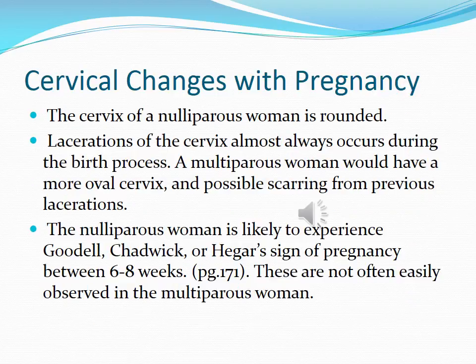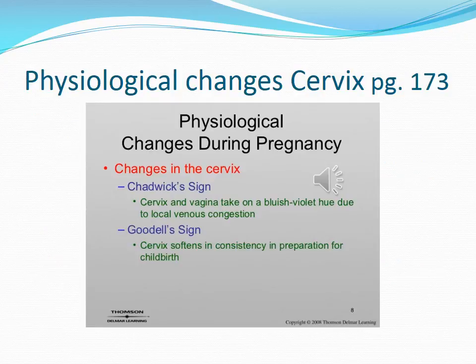Several changes happen with pregnancy. The cervix of a nulliparous woman is rounded. Lacerations of the cervix almost always occur during the birth process. A multiparous woman would have a more oval cervix and possible scarring from previous lacerations due to previous pregnancies and deliveries. The nulliparous woman is likely to experience Goodell, Chadwick, or Hegar sign of pregnancy between 6 and 8 weeks. These are not often easily observed in a multiparous woman. See page 171 of your textbook. For physiologic changes of the cervix, please see page 173 of your textbook.